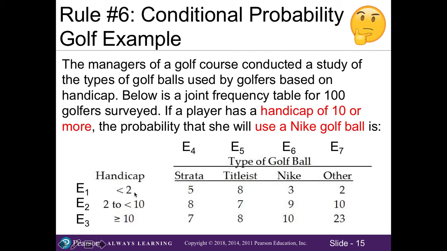On the left here is the handicap, and up top here is the type of golf ball or the brand. Note that I've identified each event of interest here so that you can see specifically what we're looking at. For instance, we want to know where the event of interest, E3, is someone that has a handicap of 10 or more. So we're looking at this row here. And at the same time, we're looking at the probability under event 6 where someone's using a Nike golf ball. So I'm looking down at this column here. Sometimes it's helpful to mark the event of interest along the rows and columns to help organize your thinking.